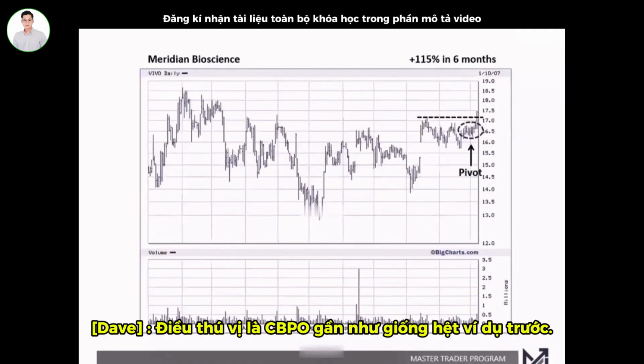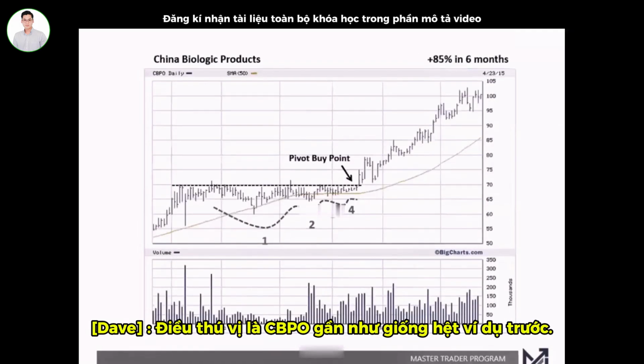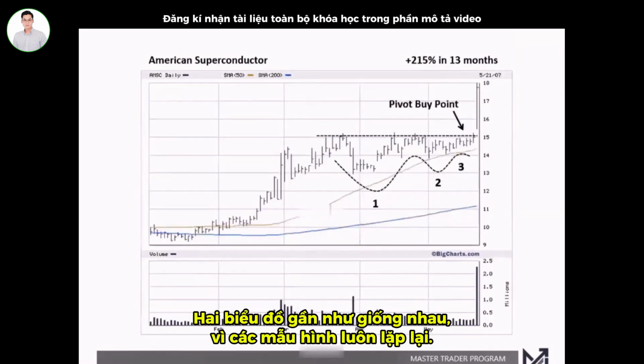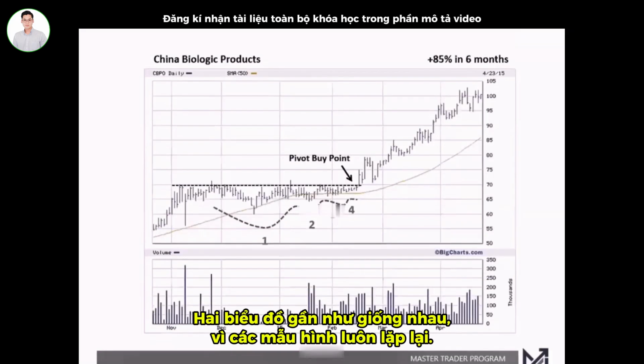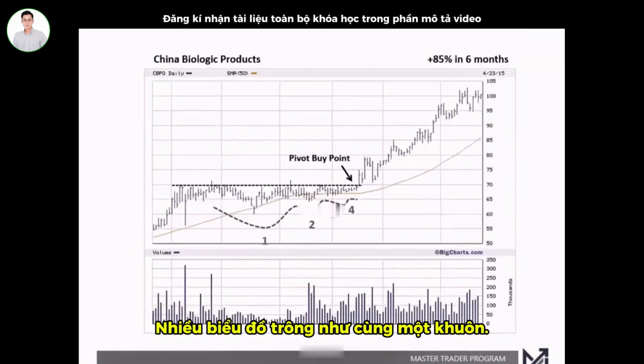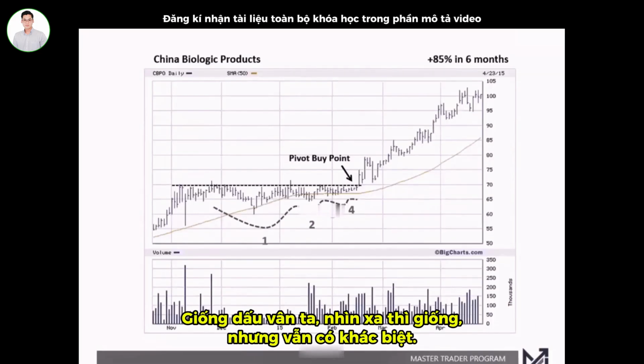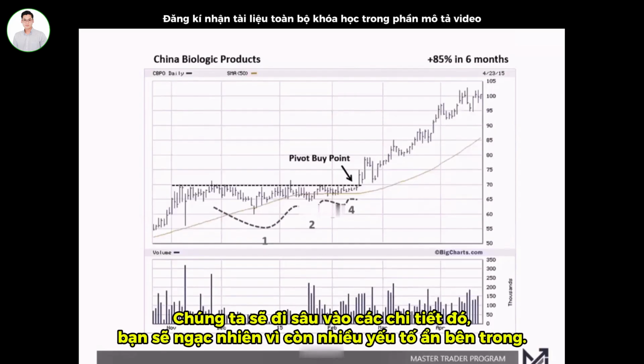buy point perfect. All right, and Mark, the interesting thing is that China Biologic Products looks so similar to the one before this. That's almost the exact same chart. And so that's why we keep saying these patterns repeat themselves over and over again. You will see so many that look like the same chart. Like a fingerprint, you look at it and it looks the same, but they're going to have a lot of little nuances in there. We're going to get even deeper, and we're going to show you. You'll be surprised at how many little things are in there.